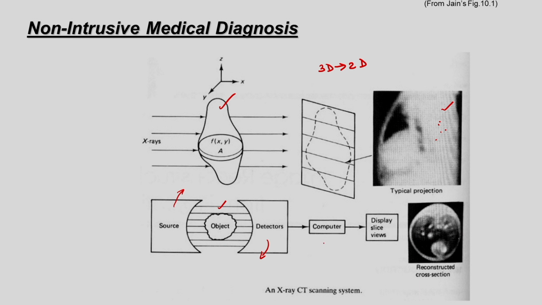Here you can see the computer for processing, and after this is the reconstructed cross section, that is, the 3D representation of the object from the projections. If you compare the X-ray image and this image, you can see visually that the second image has more information as compared to the first image. So the second principle is CT scanning. CT scan means computed tomography.